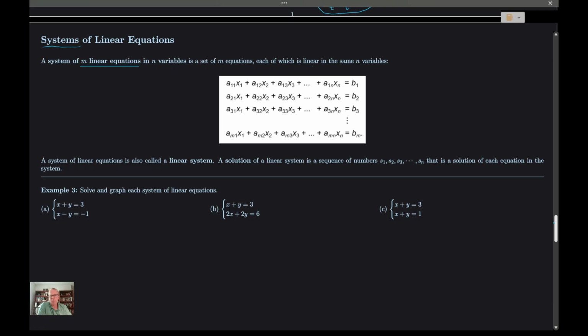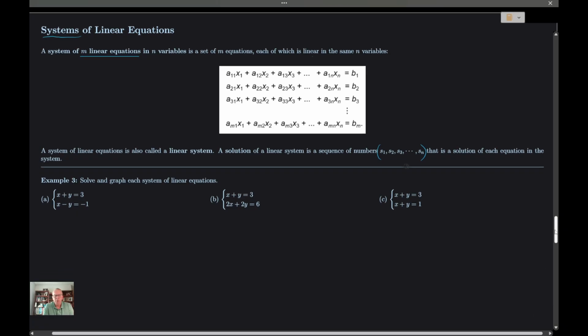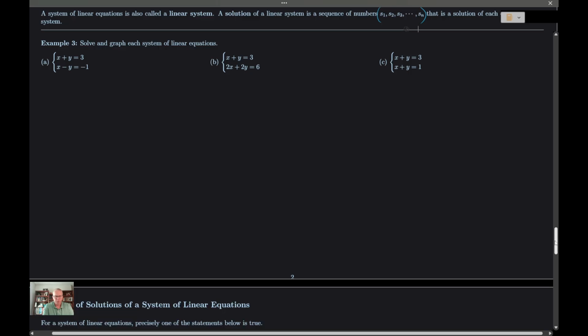A solution of a linear system is a sequence of numbers, or ordered n-tuple instead of ordered pair, ordered triple, that is a solution of each equation. So in other words, this set of numbers has to satisfy each of these equations. All right, so let's do something that you probably did in Algebra 1, Algebra 2, college algebra. Let's solve these, and maybe we'll do these a couple of different ways.